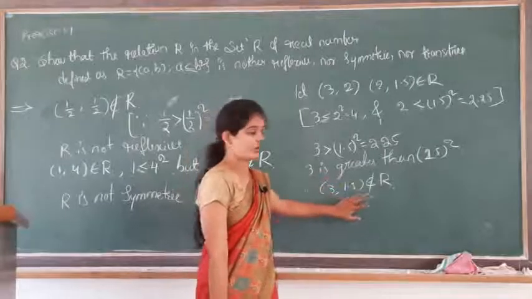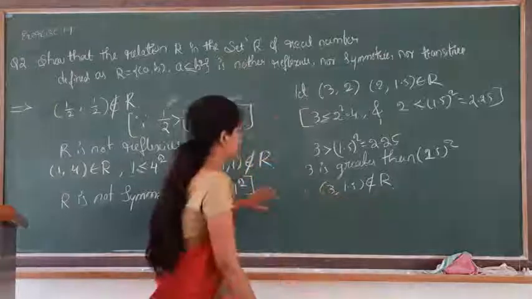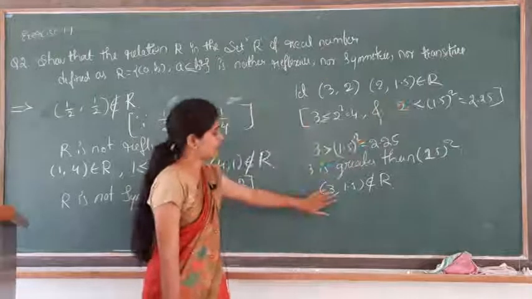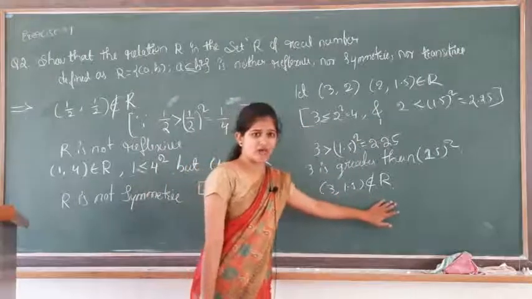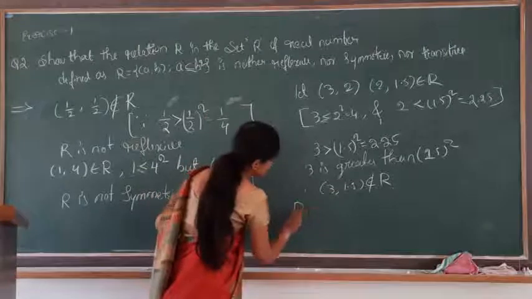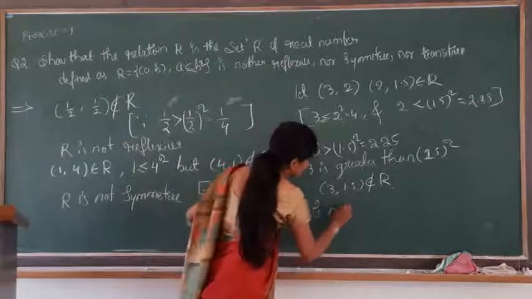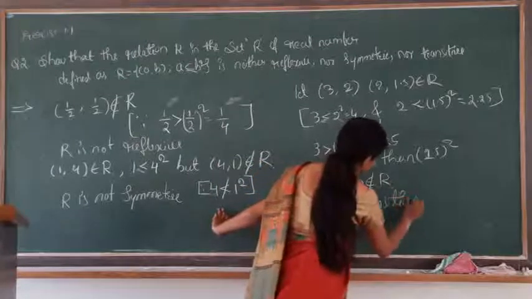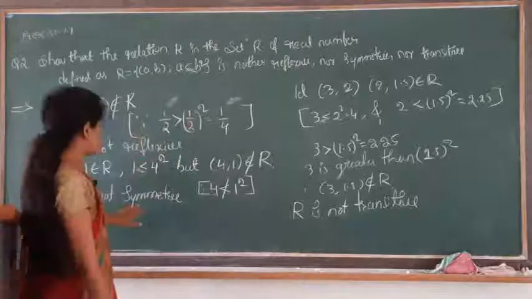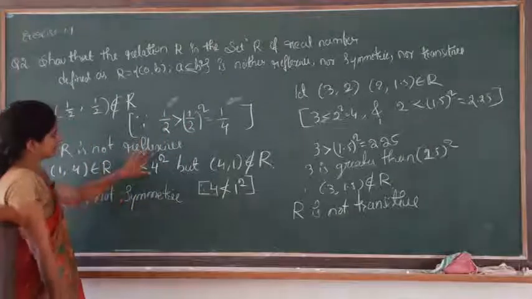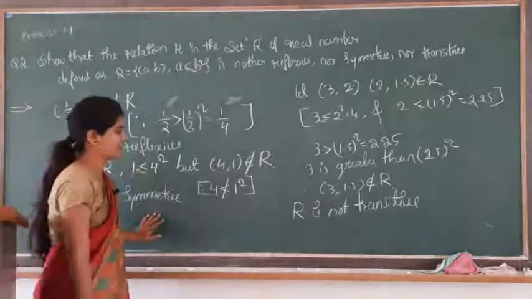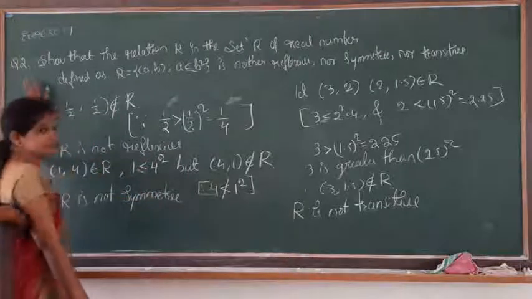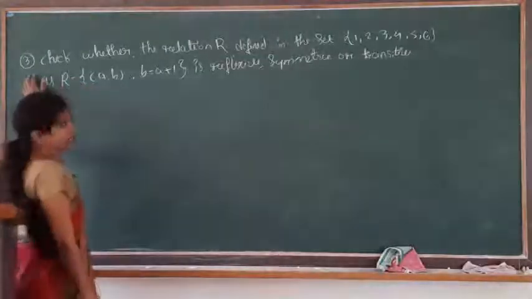is not in the given relation. (3, 2) and (2, 1.5) belong to R, but (3, 1.5) does not belong to R, means the given relation is not transitive, right? Hence R is neither reflexive nor symmetric nor transitive. This is the answer for the second question. Now it is the third question.